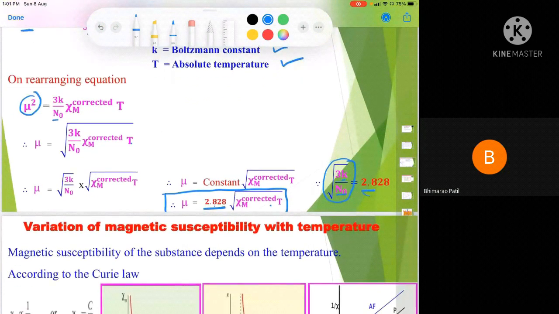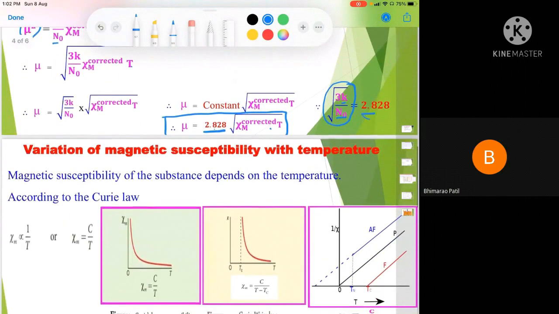Then what is the variation of magnetic susceptibility with the temperature? You know that the magnetic susceptibility of a substance depends on the temperature. According to the Curie law, molar magnetic susceptibility is inversely proportional to the temperature, or molar magnetic susceptibility is equal to C upon T. C is the Curie constant and T is temperature. From this equation, it is clear that molar magnetic susceptibility is inversely proportional to the temperature.